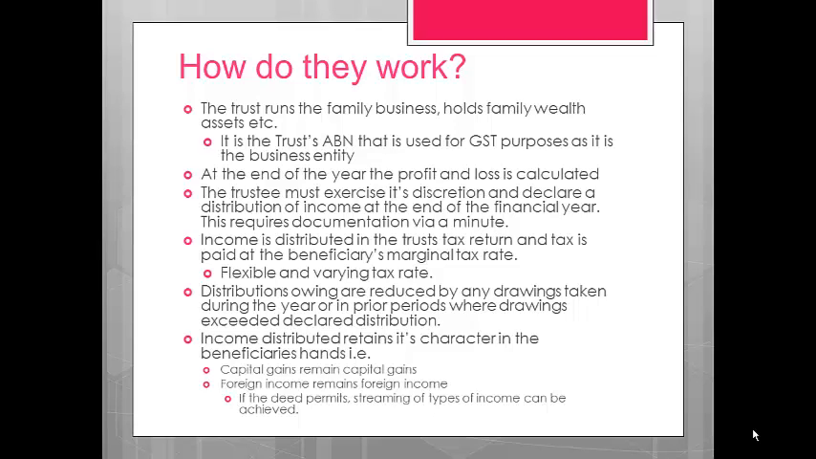Income is distributed in the trust tax return, and tax is paid at the beneficiary's marginal tax rate, generally by that beneficiary. The tax rate is flexible and varying. The distributions owing are reduced by any drawings taken during the year or in prior periods where drawings exceeded the declared distribution. Income distributed retains its character in the beneficiary's hands. For example, capital gains remain capital gains, foreign income remains foreign income, and if the deed permits, you can stream certain types of income, but there are rules around this, so again, seek some specialist advice.